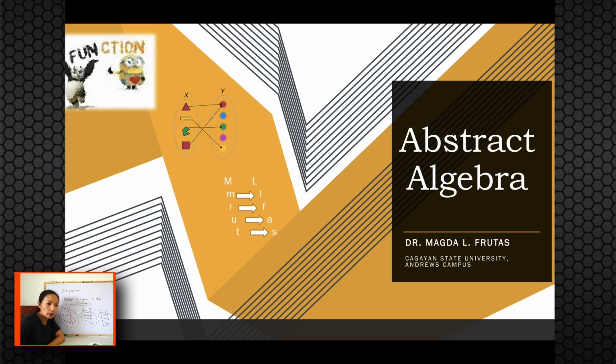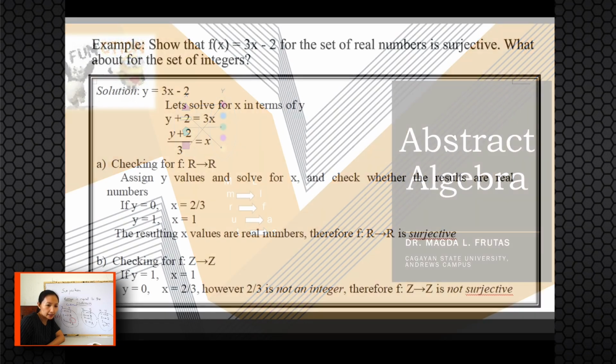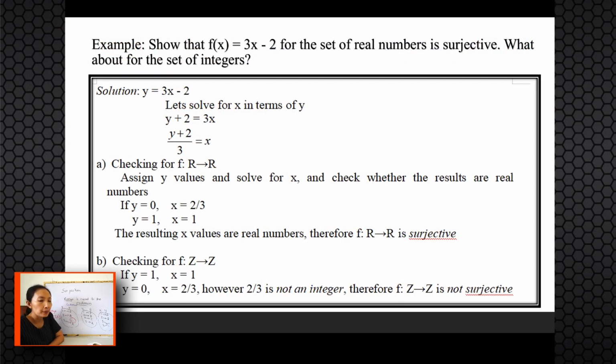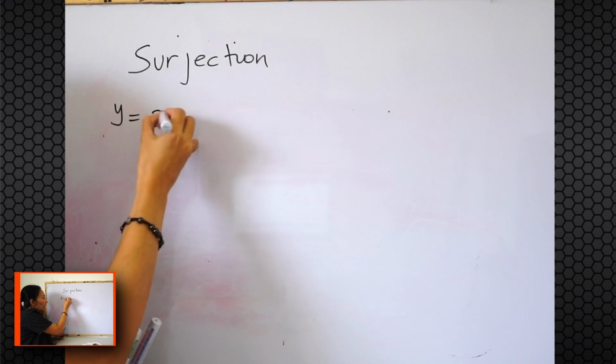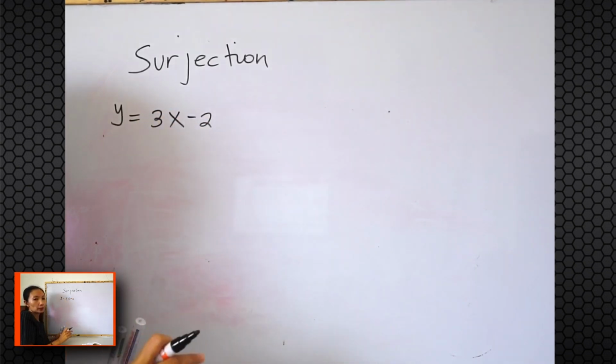Questions at this point? None so far. We move on to exercises. Example number 1. Show that, this is again from our previous example, the same function, 3x minus 2 for the set of real numbers is surjective. What about the set of integers? Looking at the function y is equal to 3x minus 2. Shift to the board.